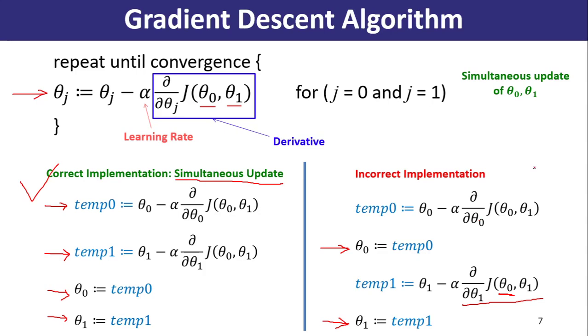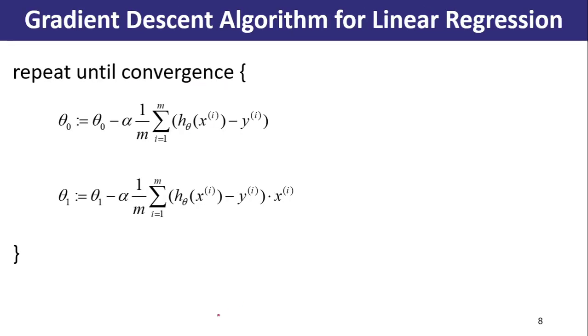Okay, fine. So this is an incorrect implementation, and we should always go for the simultaneous update in this way to update the parameters. Okay, fine. So let's proceed now to how the gradient descent algorithm is being used for linear regression to minimize the cost function J.